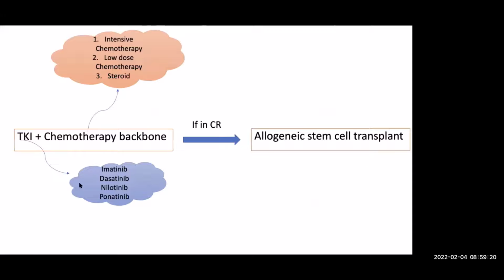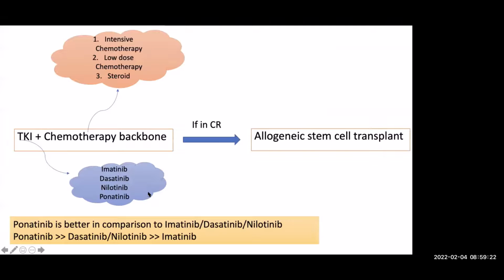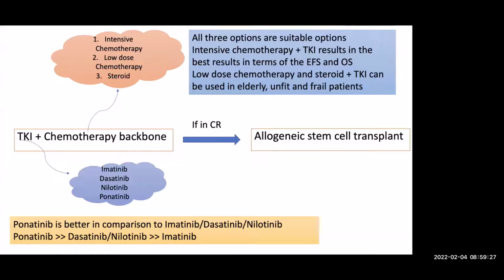So in summary till now, what I had said is that ponatinib is better in comparison to imatinib, and amongst the chemotherapy options, all three options are suitable, but intensive chemotherapy plus TKI results in the best results in terms of EFS and OS. Low dose chemotherapy and steroid plus TKI could be used in elderly, unfit, and frail patients. Now, till now, I had looked at the treatment in these two aspects.